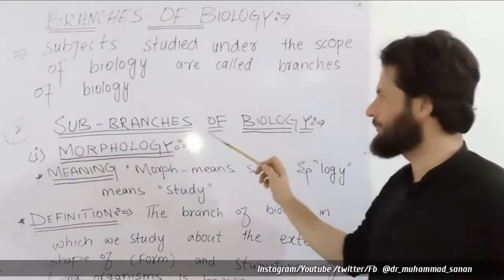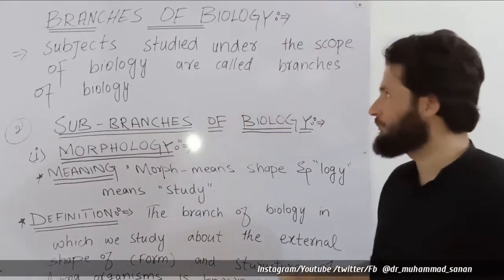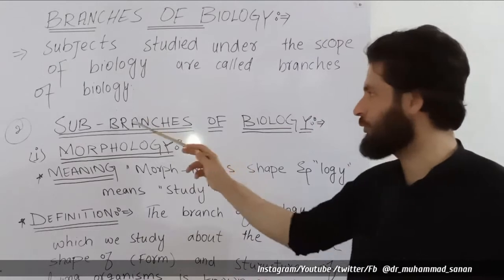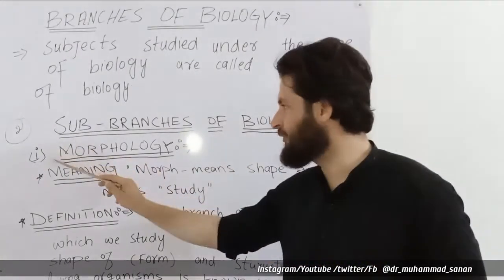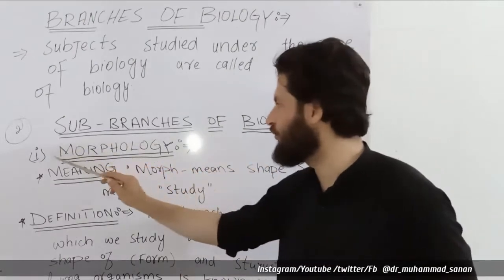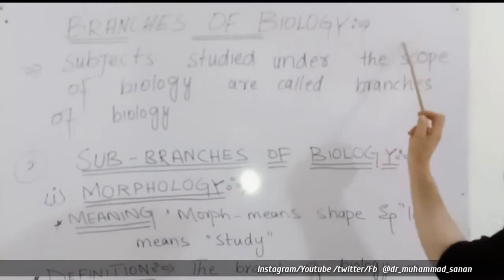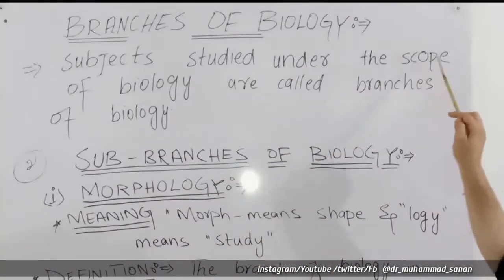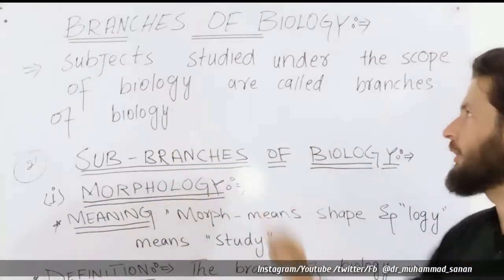We will talk about the sub branches of biology, because we have studied the main branches of biology in the previous lecture. In this lecture we will mainly talk about the first sub branch of biology, which is morphology. Branches of biology, what does it mean? The subjects studied under the scope of biology are called branches of biology.